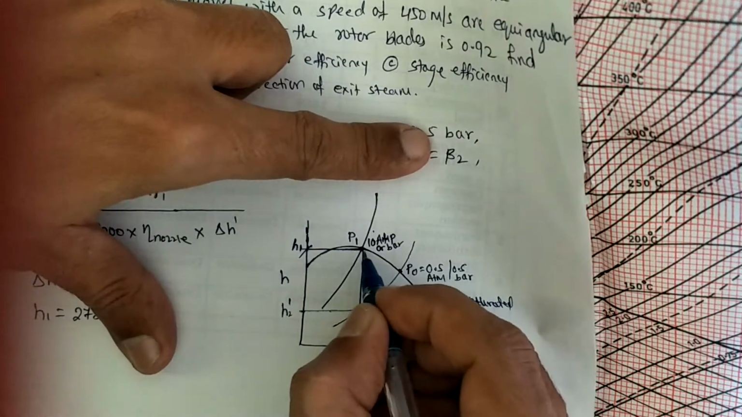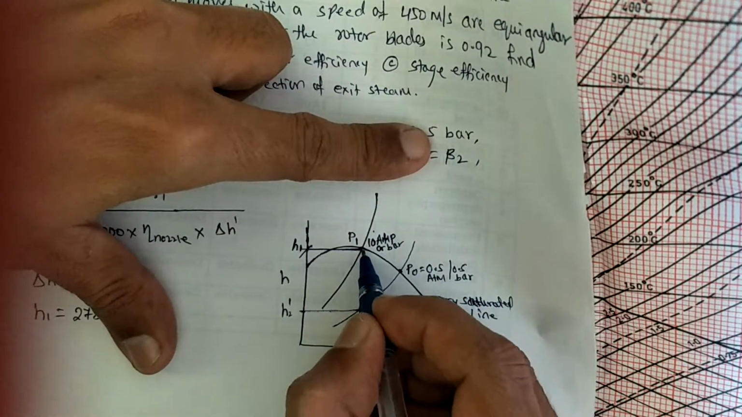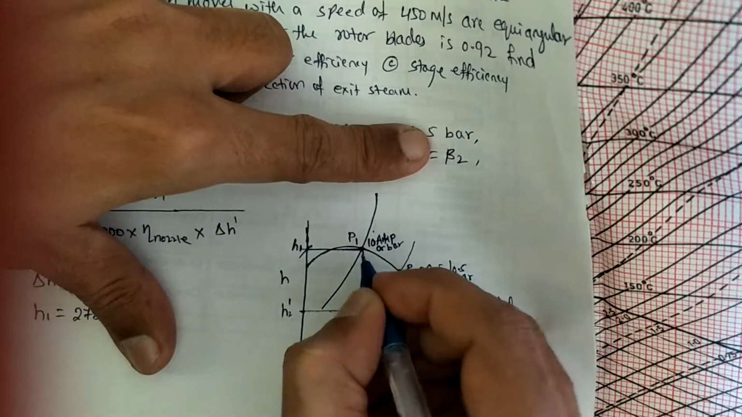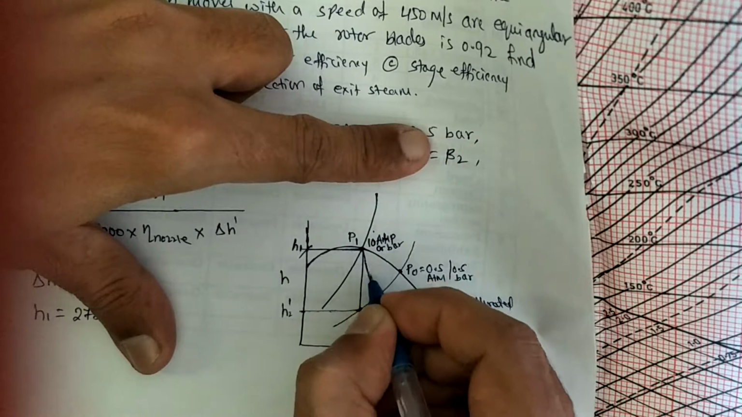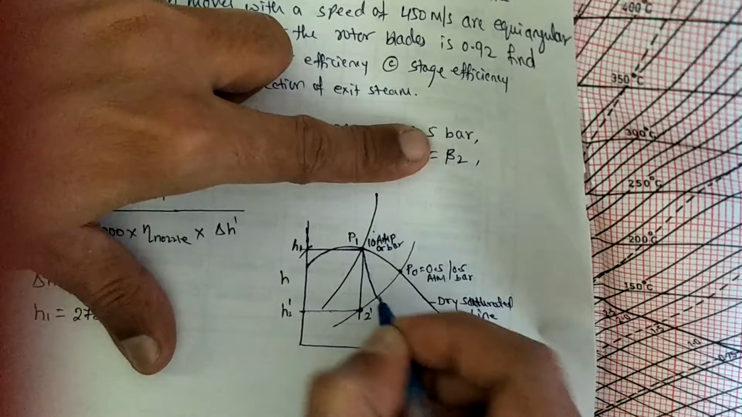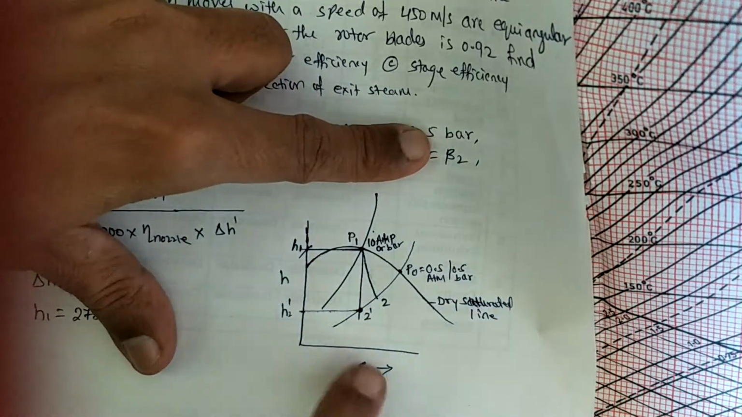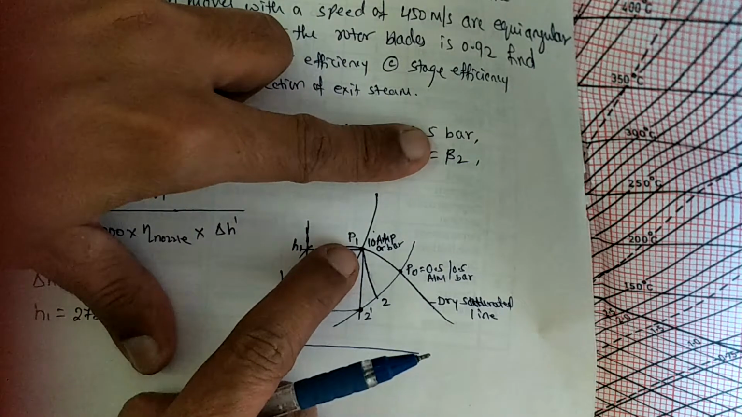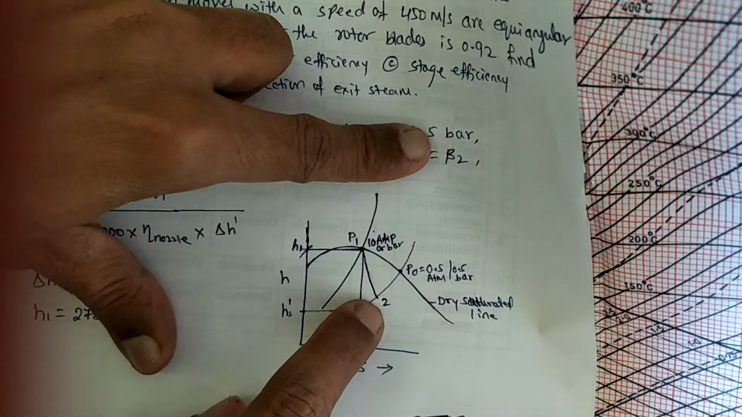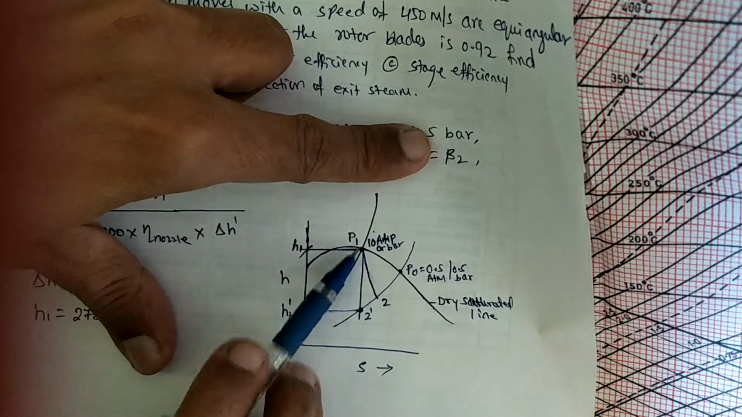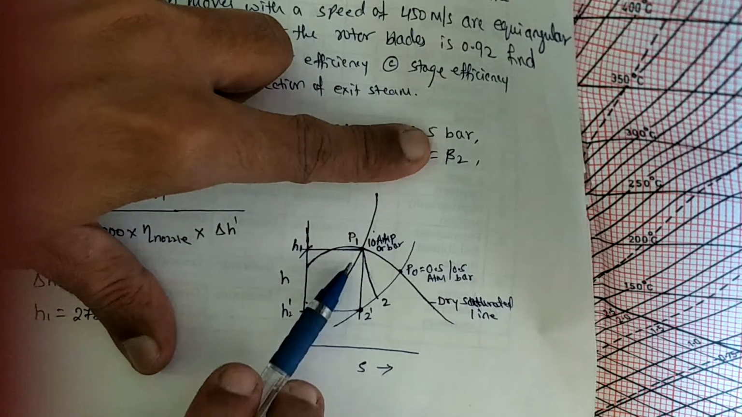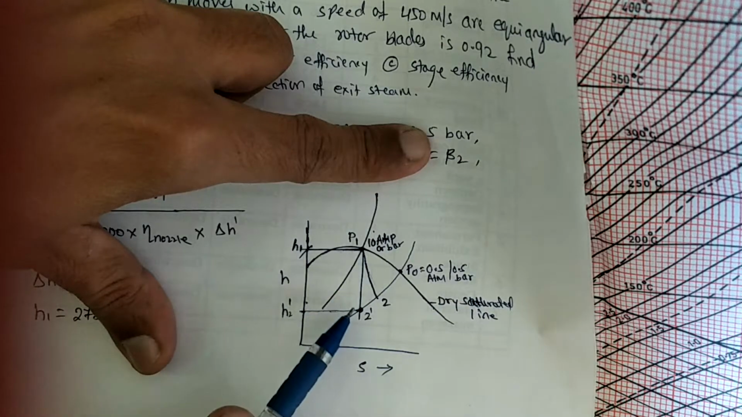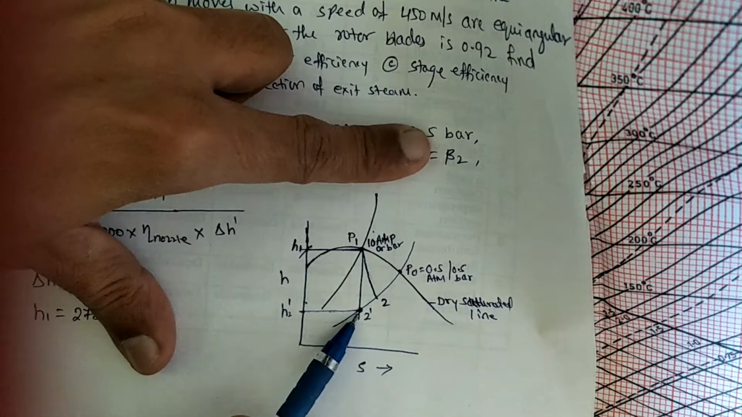But in an actual turbine, what happens is the line goes something like this, from point 1 to point 2, as I will show you. This is point 2. So actually this is P1 to point 2. So 1 to 2 represents the actual drop, but we are considering the isentropic drop, that is P1 to 2 dash.